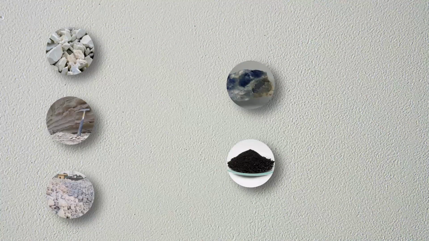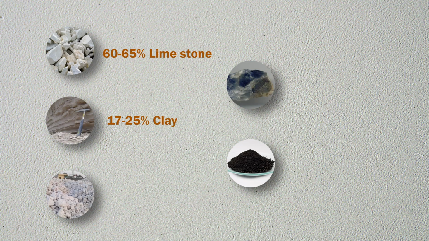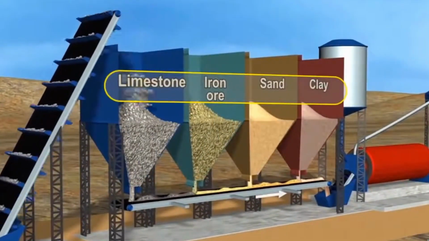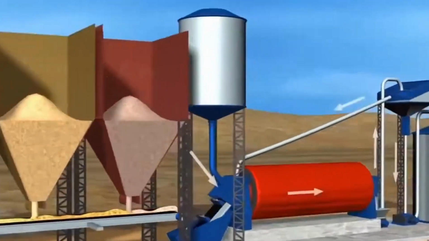It is typically made up of 60 to 65% limestone, 17 to 25% clay or shale, 3 to 8% silica, 3 to 8% alumina, and 1 to 4% iron oxide. These proportions are carefully controlled to achieve the desired chemical composition for the production of high-quality cement.